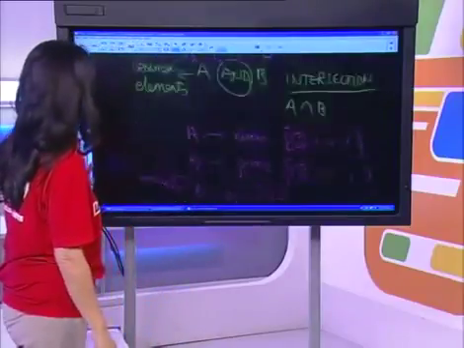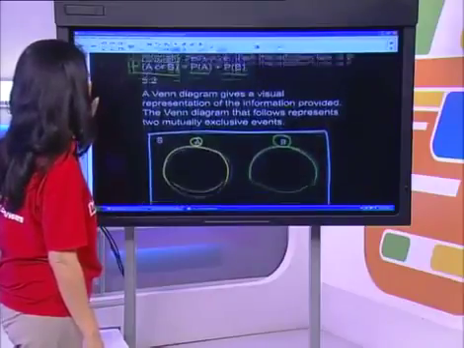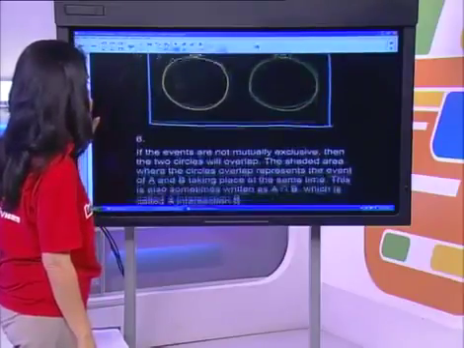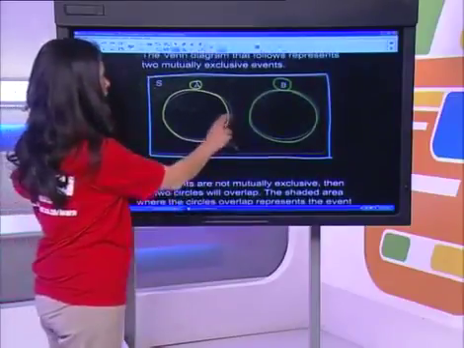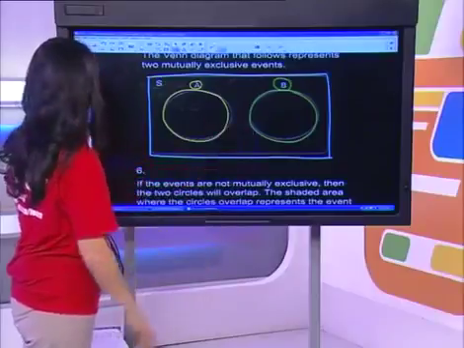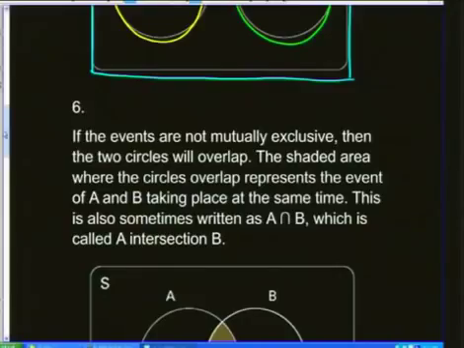So let's get back to the notes, because the notes also explain this. Okay, so that's mutually exclusive events, no intersection, and that is always going to happen. Now, what happens if they're not mutually exclusive? Then the two circles will overlap, like I showed you just now. The shaded area where the circles overlap represents the event where A and B are taking place at the same time, and this, remember, the upside down U is called the intersection.